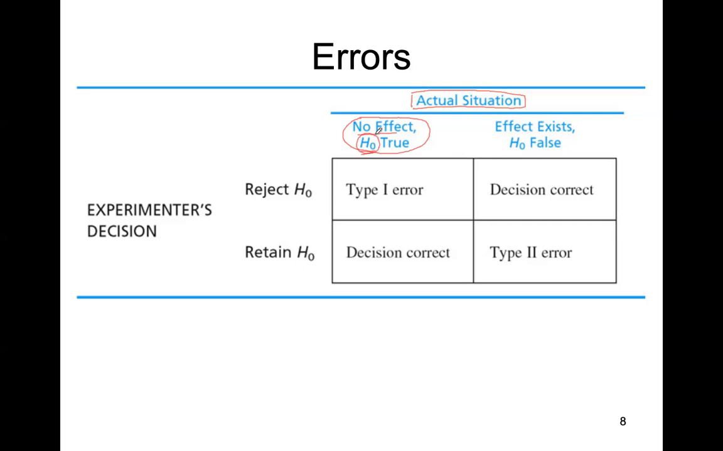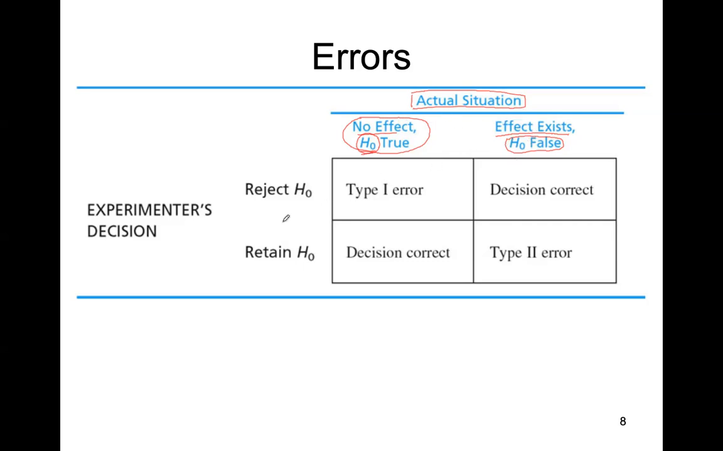So this is something critical. On the other hand, if H0 is false, that means the null hypothesis is false. Then that means there is an effect. This methodology, this diet affected the outcome. So these are the actual situations.